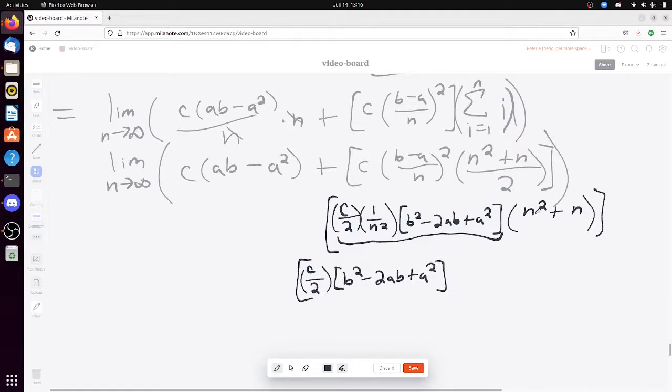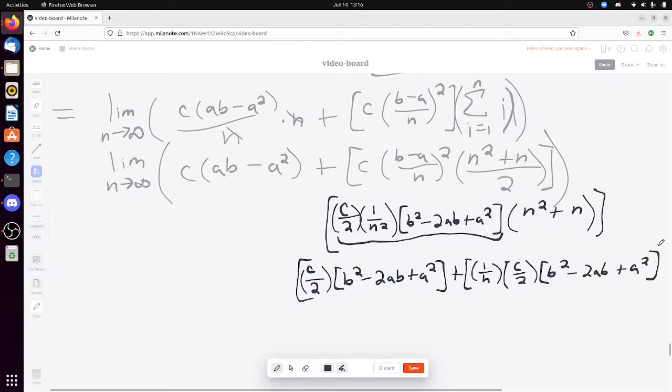Okay, so that's one thing. We've distributed this guy in, and now we're going to distribute this guy in. It's basically going to be this exact same term, except we're going to be left with an n in the denominator. So let's do that. So plus 1 over n, c over 2, b squared minus 2ab plus a squared.